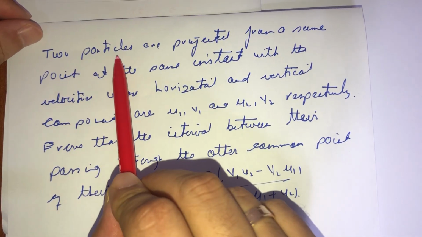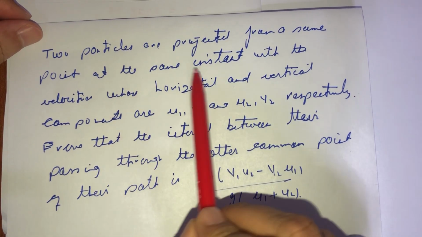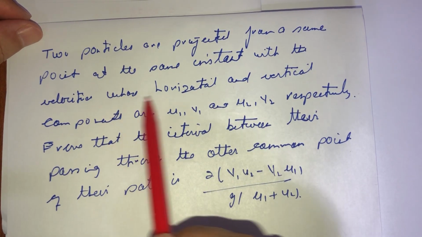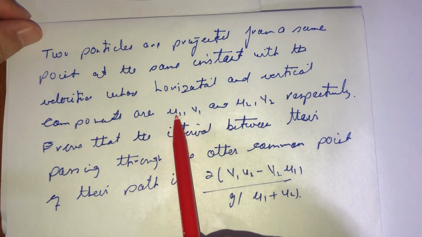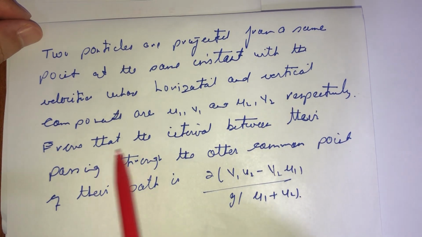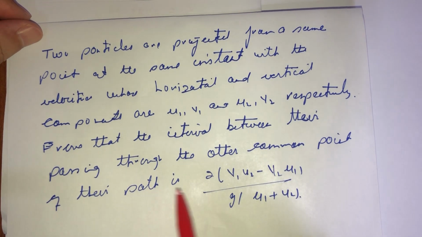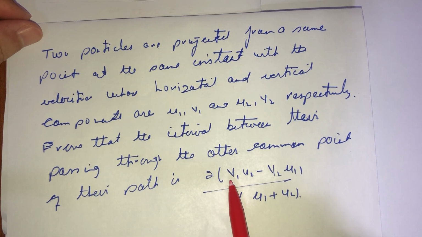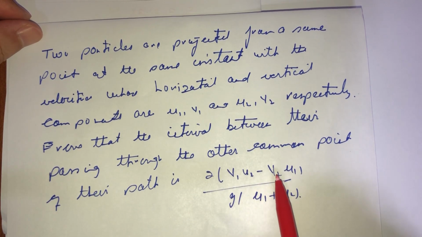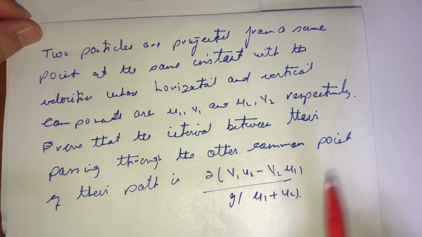The question is: two particles are projected from the same point at the same instant with velocities whose horizontal and vertical components are u1, v1 and u2, v2 respectively. Prove that the interval between their passing through another common point of their path is given by 2(v1 u2 minus v2 u1) divided by g times (u1 plus u2).